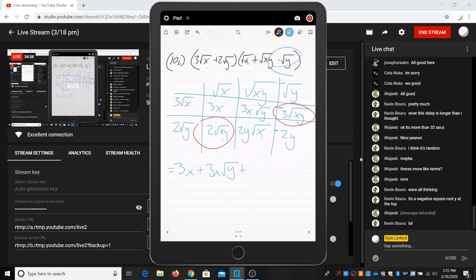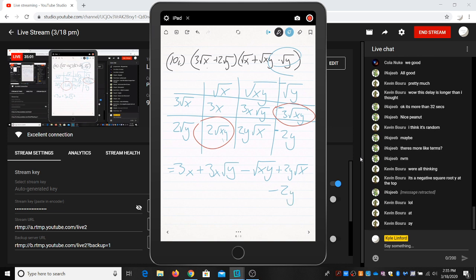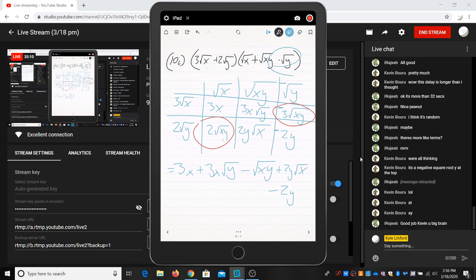Well done, Kevin. All right, now, let's go ahead and combine these like terms so we end up with negative 3 root xy and positive 2 root xy becomes negative root xy. Then we still have the positive 2y root x, and this time a minus 2y. So we should be set with everything here. This is how we're going to go about multiplying these radical expressions together.